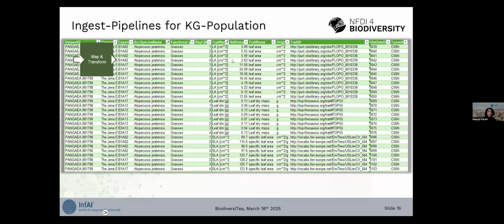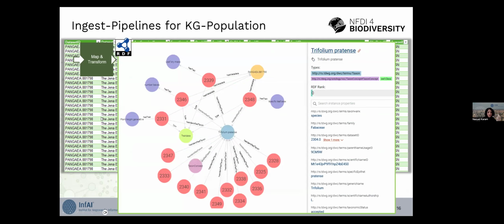So once we standardized those column names, for instance, here leaf area, we annotate them with ontologies from the BioDiv portal. For instance, leaf area is defined in FLOPO, leaf dry mass in the TOP thesaurus, and specific leaf area in the environmental thesaurus. So we are using all the URIs coming from the ontologies, and then we can apply the transformation model to generate the knowledge graph.